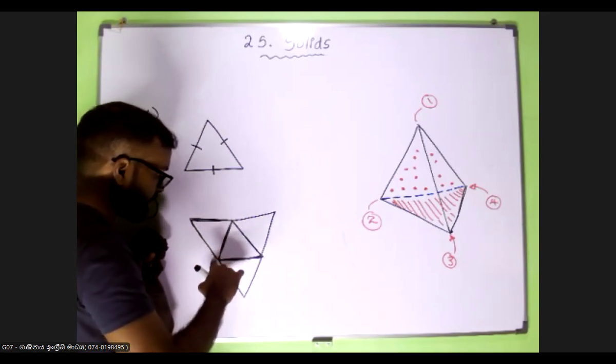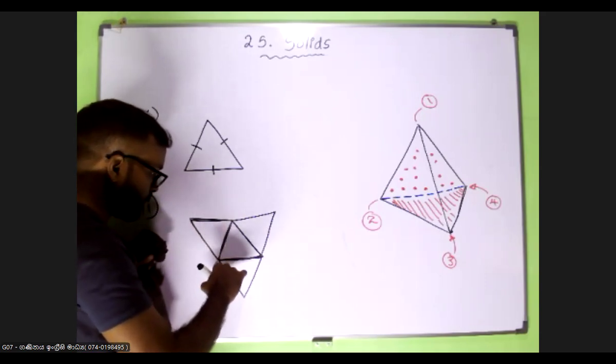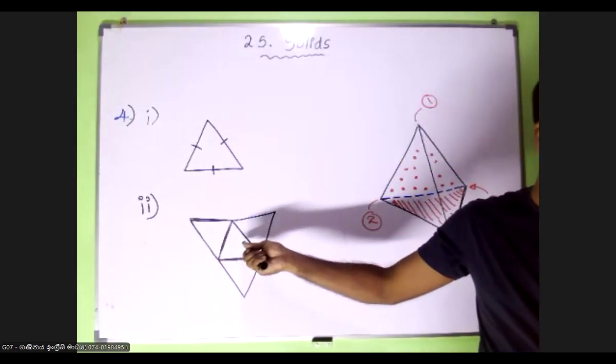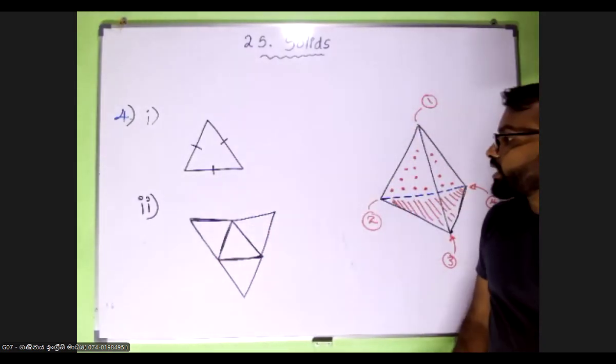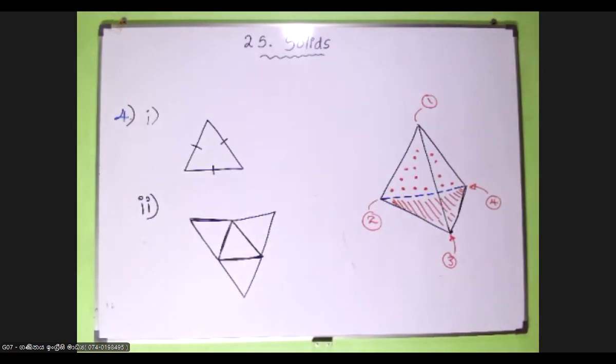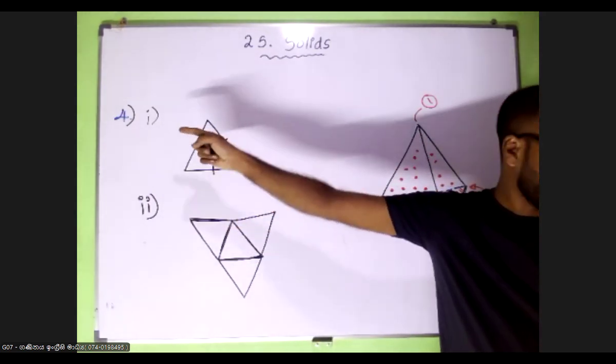So this is the net that I can use to construct a regular tetrahedron, right? So this is the net. So this is the answer for the fourth question.